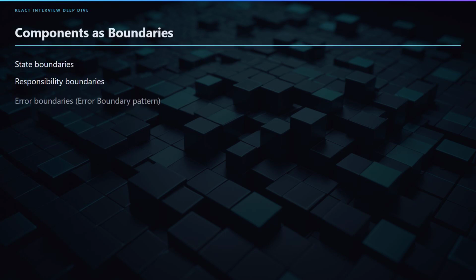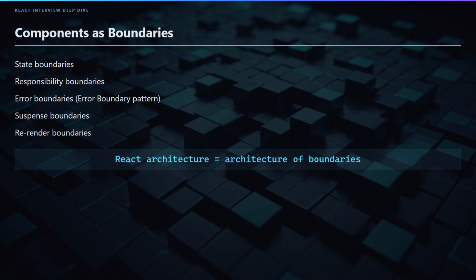React architecture is ultimately an architecture of boundaries. Components define boundaries for state, for responsibility, for error handling via error boundaries, for suspense, and for re-renders.